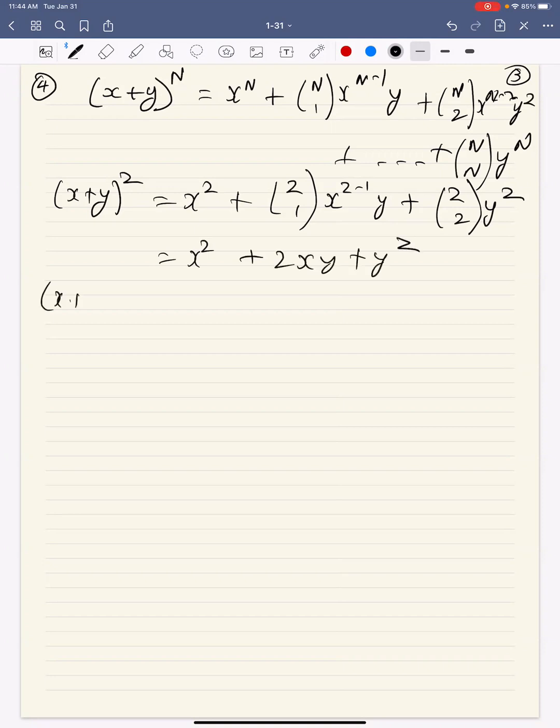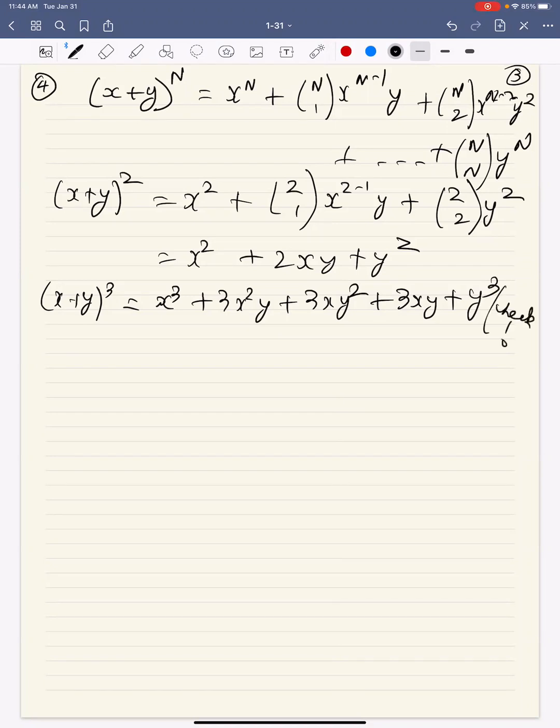You can generalize it. x plus y whole cube is going to be x cube plus 3x square y plus 3xy square plus y cube, something like that. I'll put a check here because I might be wrong. But remember the binomial theorem, then you can compute whatever you want.